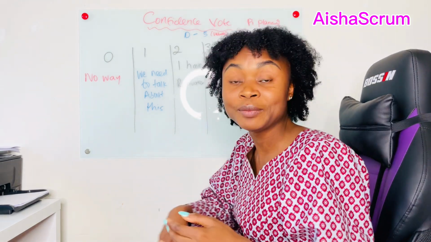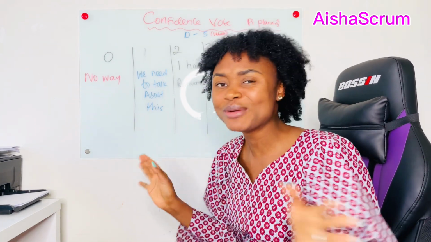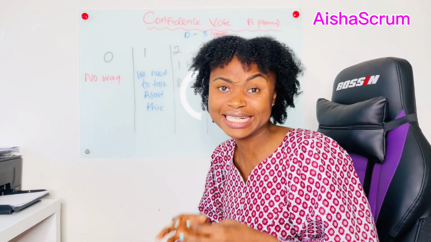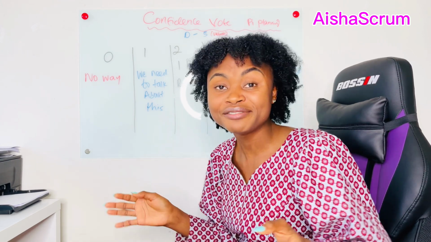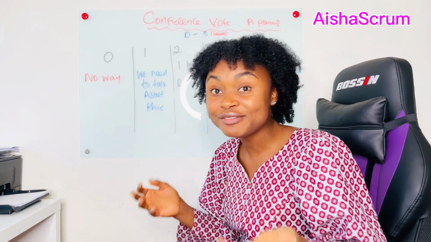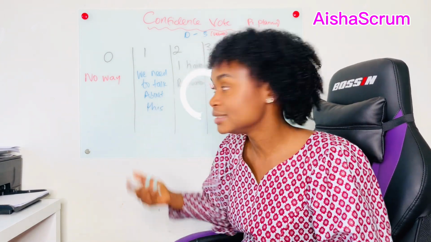So I will tell the team, when you give 0, 0 means no way. There is no way we can complete this work. There is no way this can be completed in the next PI, and I do not feel confident with this workload. I feel like we have way too much and we are working over capacity. So that's explaining what 0 means to the team.